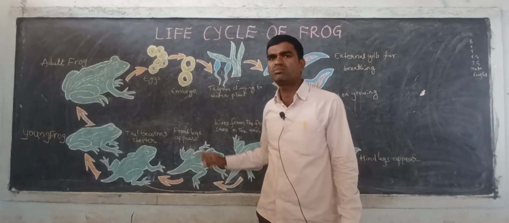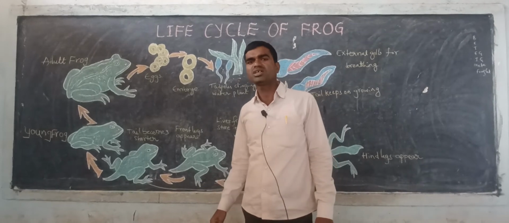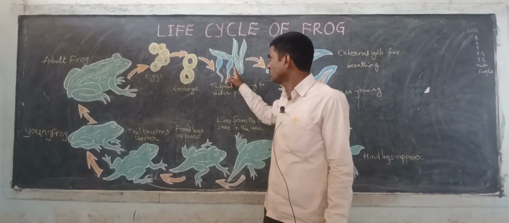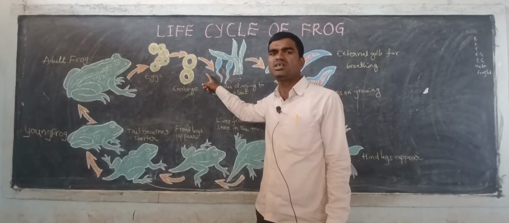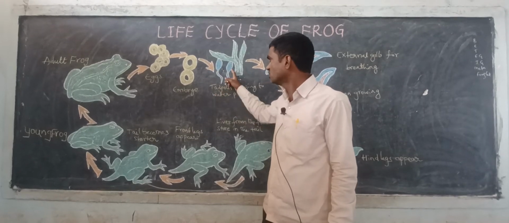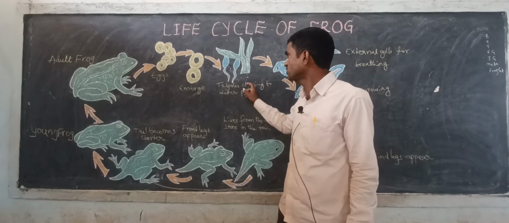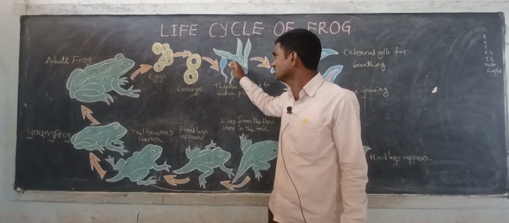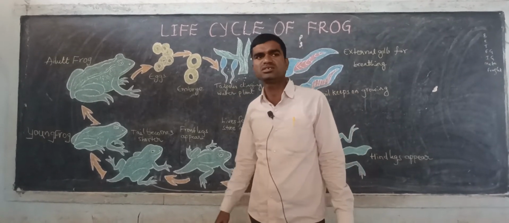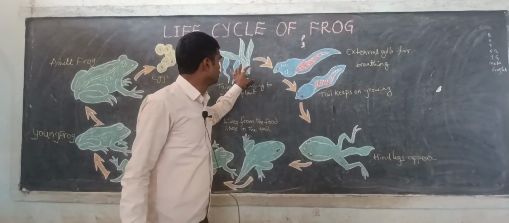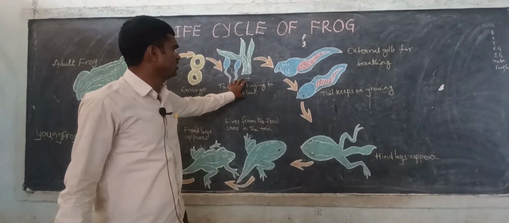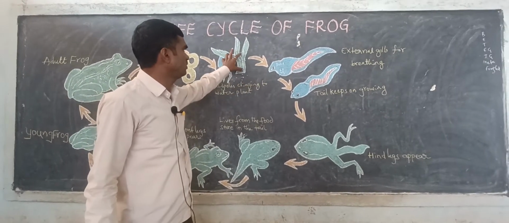Here, different types of biota are there in the aquatic ecosystem, either fungi, blue-green algae, etc. Here, tadpoles are clinging to water plants, attaching to the fungi, etc. Now this stage is called tadpoles clinging to water plants.